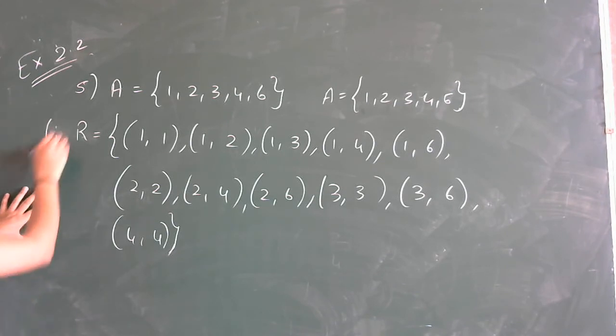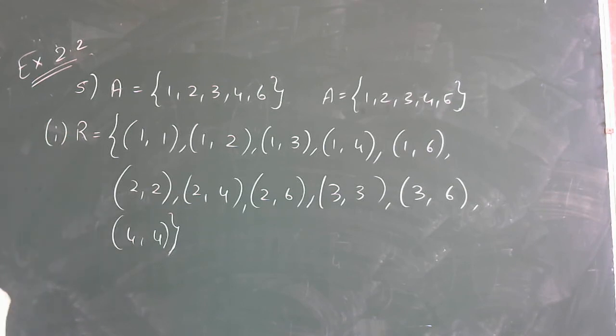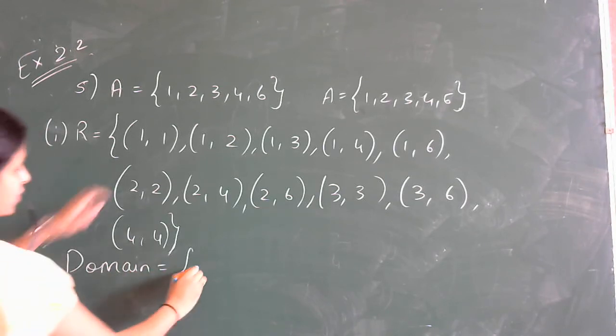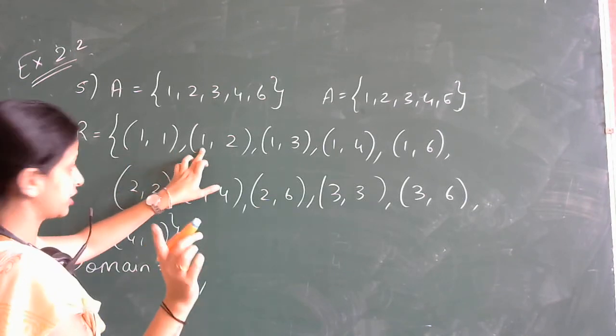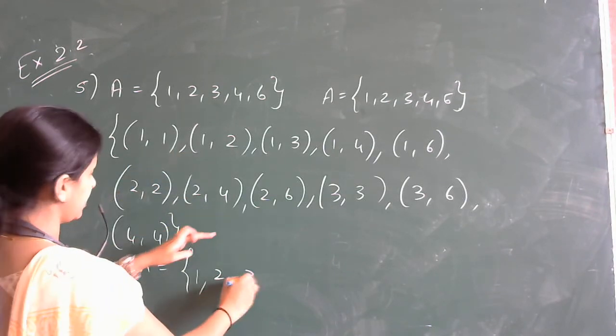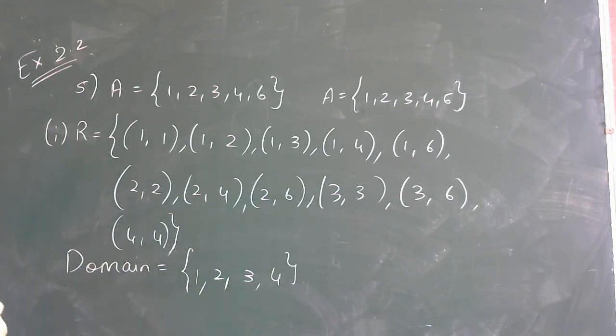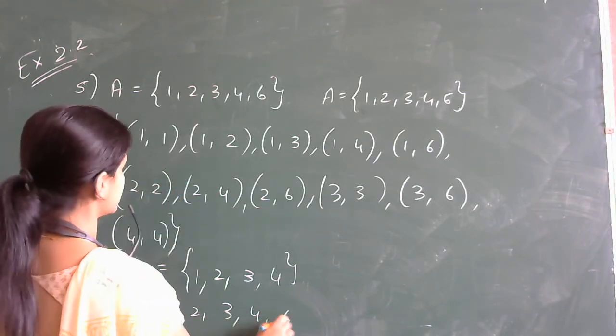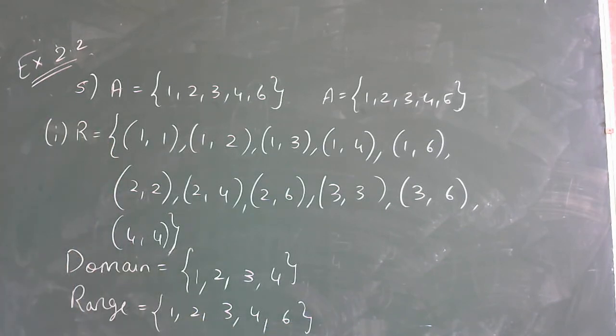That is the first answer, that is we have expressed R in roster form. Now tell me what is the domain, students. Second question is domain. What is domain here? All first elements. 1, you will not repeat it. Again it is 1, you will not repeat. 2, 3 and 4. So this is the domain. What is range? Second elements. 1, 2, 3, 4, 6. So this is my range. You will not repeat the elements, okay? So this is the fifth answer.